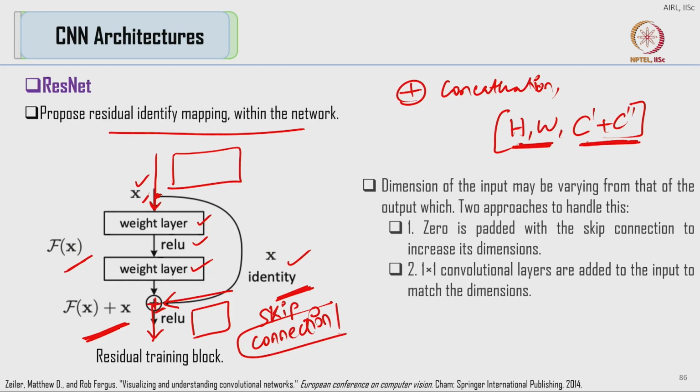Now to handle this particular issue of changing feature size, there are two approaches. In case there is no major change in the feature dimension, then it is zero padded with a skip connection to increase its dimension. However, if there is a drastic change in the feature dimensions, which is, okay, we need correction here.